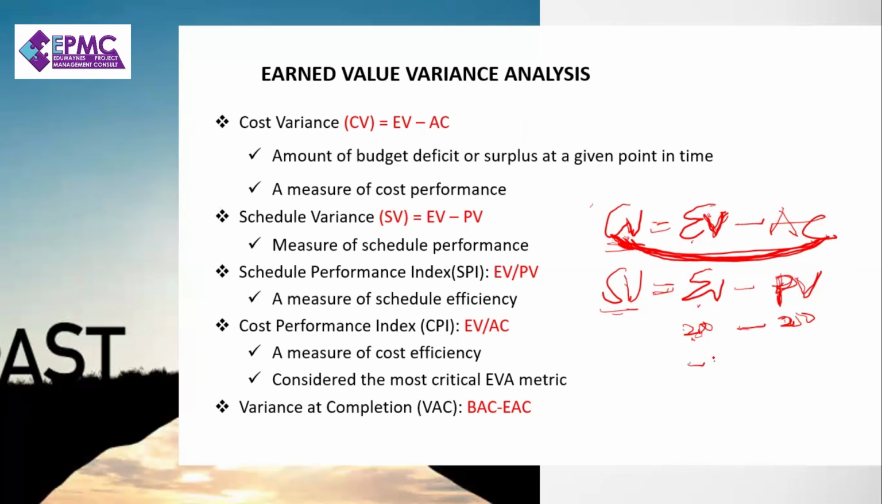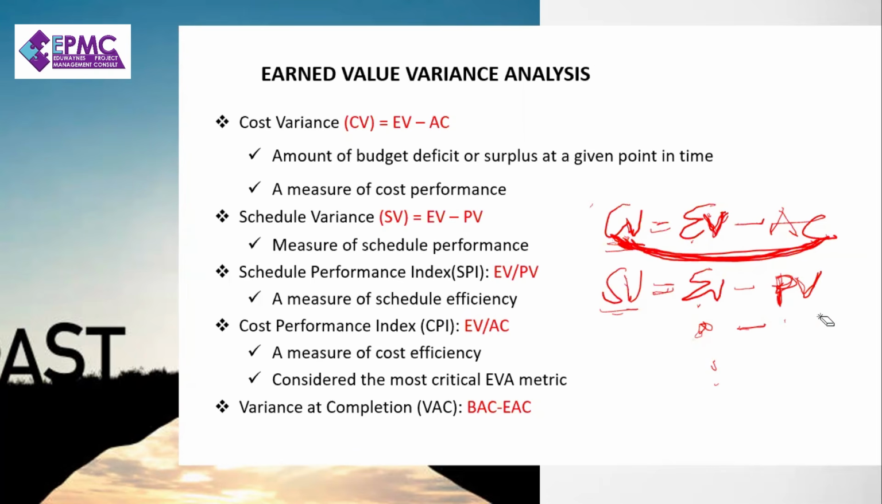So this would be minus 50, which means there's a problem. So when your schedule variance is negative, it means that there's a problem. When it's positive, it's good. Negative, nobody likes it. We all want positive, isn't it? So when it's negative, it's bad. When it's positive, it's good.